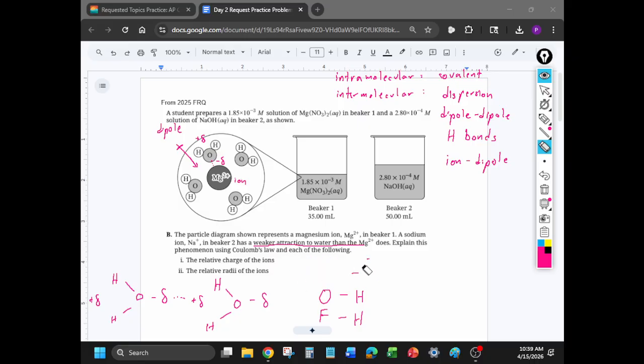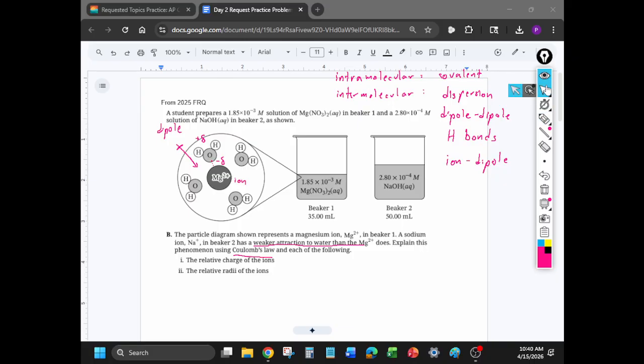Let's get into the actual problem. So that information is kind of given to you in the problem. It tells you that Mg is attracted to water, and the Na in here is obviously going to be attracted to water. But we're going to explain why Mg has a stronger intermolecular force than the sodium. And it tells you specifically to refer to Coulomb's law. So in your answer, you have to talk about Coulomb's law to get full credit.